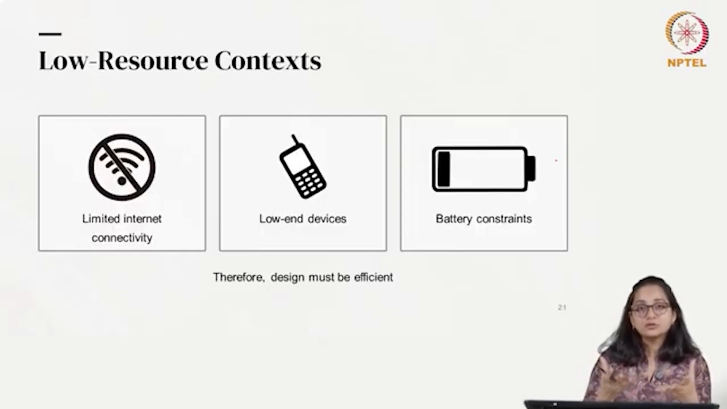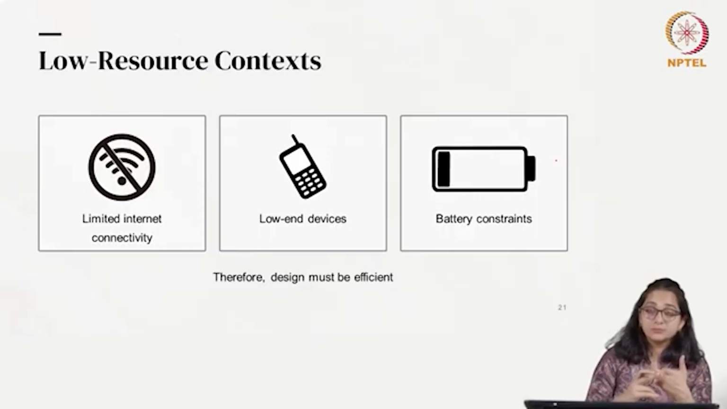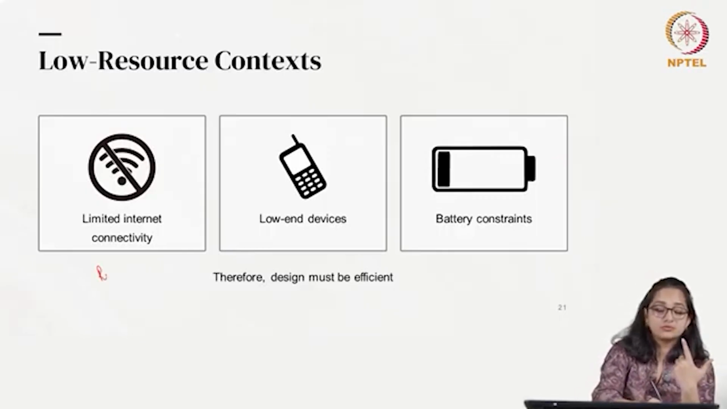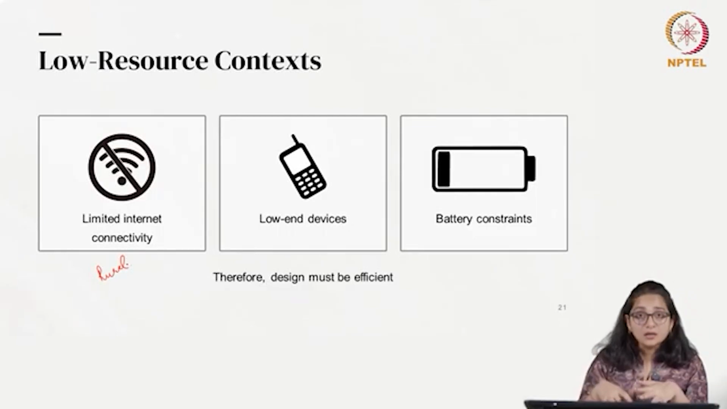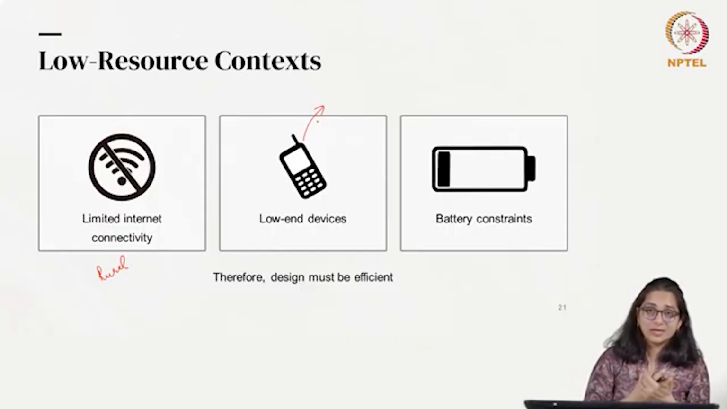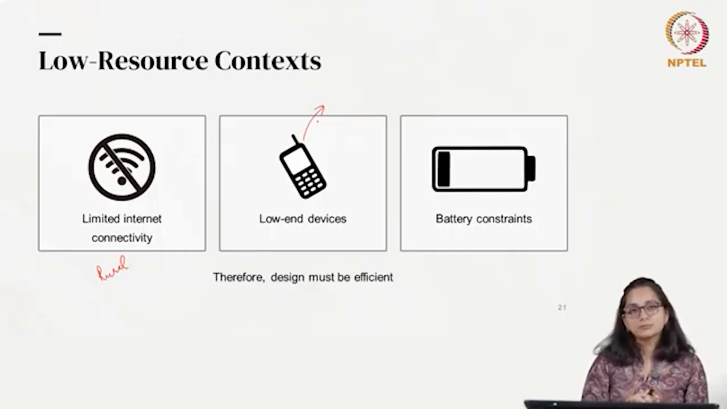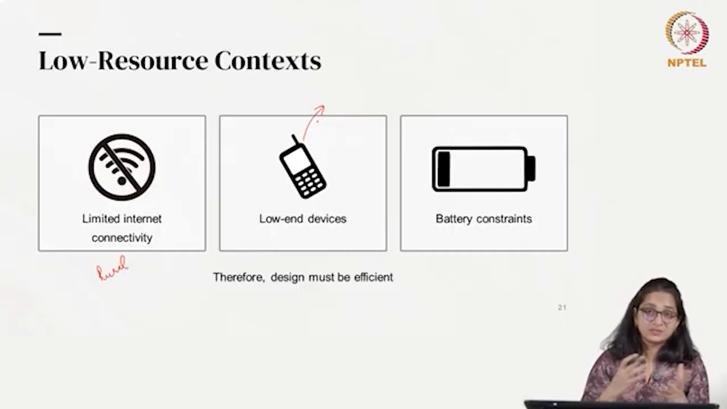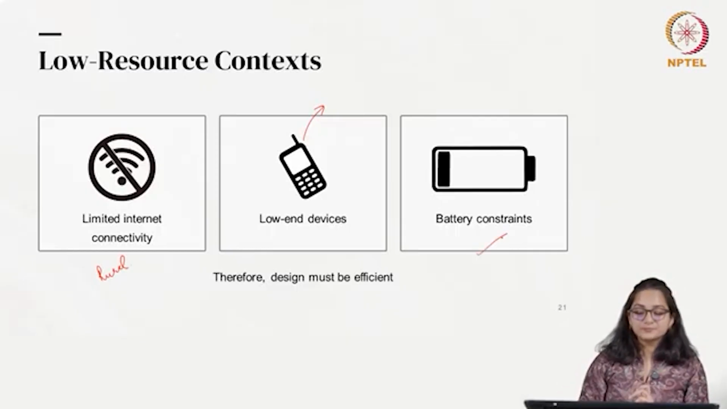But there may be some low resource contexts as well. So there may be limited connectivity in rural areas, or maybe underground floors in malls, for example, or people might be using low end devices which do not have a camera or have a very low resolution camera. Then also the models may not be able to successfully execute the algorithms. There may be battery constraints as well. So design must try to be efficient.